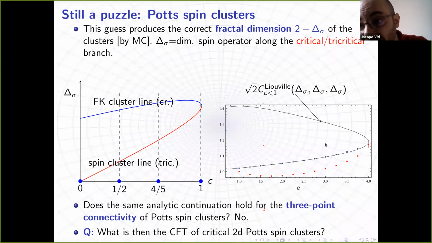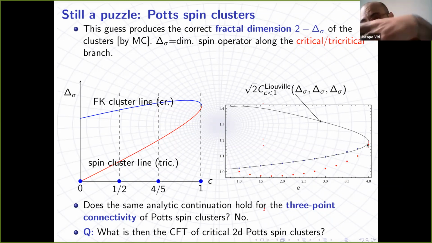So basically understanding how the spin cluster can be obtained in a conformal field theory setting, and how this conformal field theory, the one which describes the fixed point of the spin cluster, and the one which describes the fixed point of the FK cluster, actually merge at Q = 4. Okay.